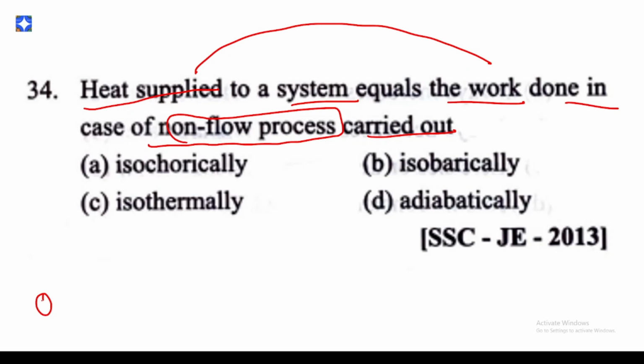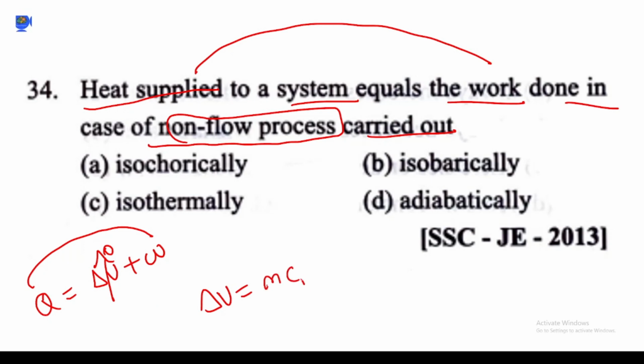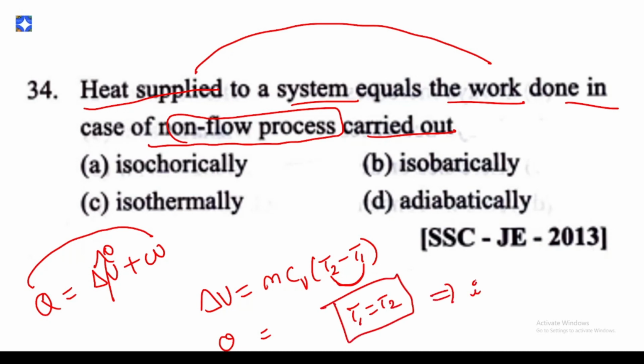For a process, the first law of thermodynamics is Q is equal to del U plus W, right? So when Q and W become equal, the del U term should be equal to 0. What is del U for a perfect gas? According to Joule's law, it depends only on temperature, which is mCv (T2 minus T1), right? So this can become 0 only if the two are equal, T1 is equal to T2. Which means it should happen at isothermal condition.